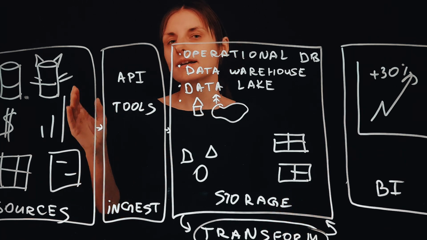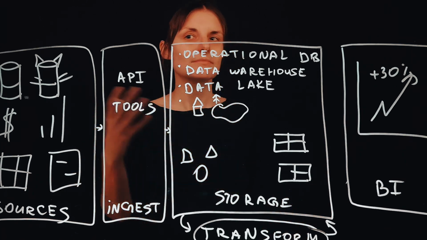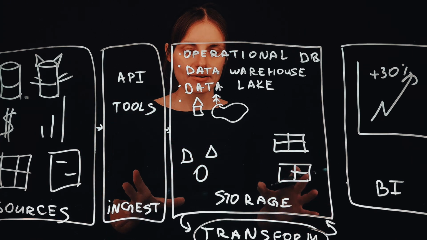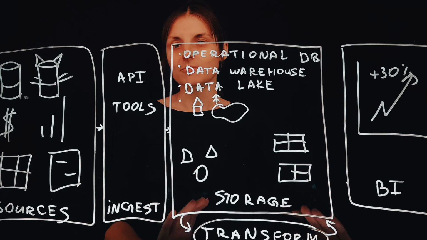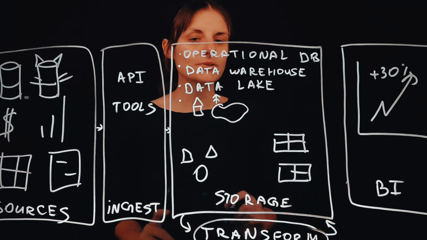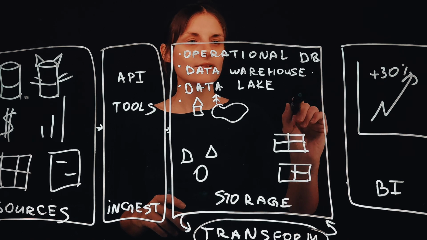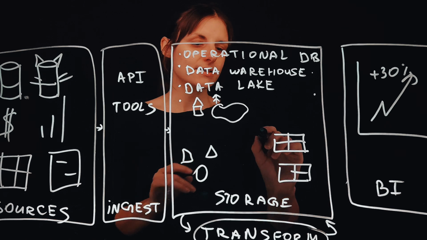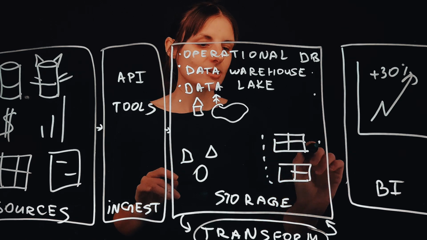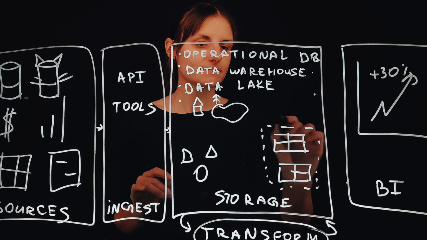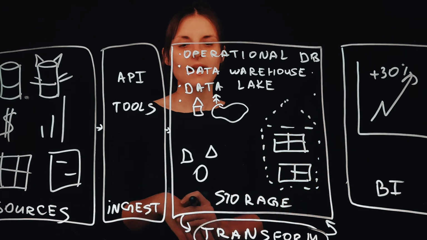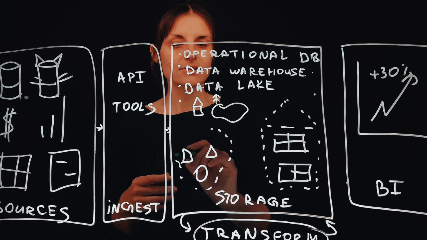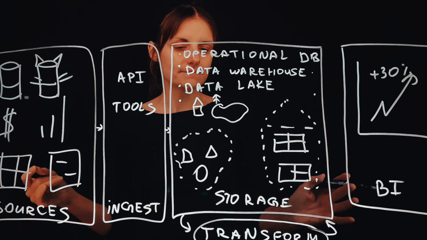ETL stands for Extract, Transform, Load. ELT is Extract, Load, Transform, and all of these are ultimately about when and where this transformation happens. This is also where the difference between data warehouse and data lake comes into play. The data warehouse is where your nice structured data lives, and the data lake is where your unstructured data is stored, should you choose to store it.